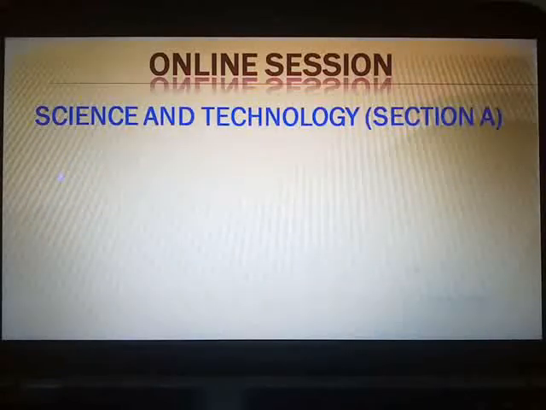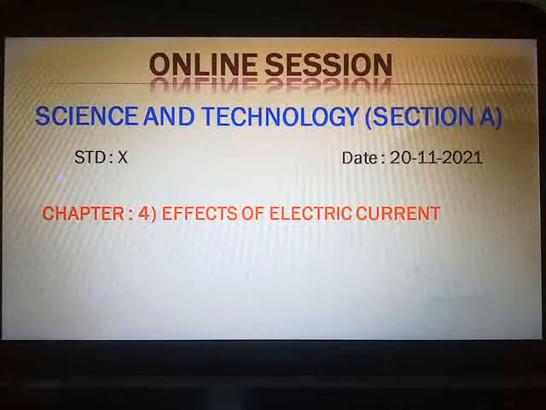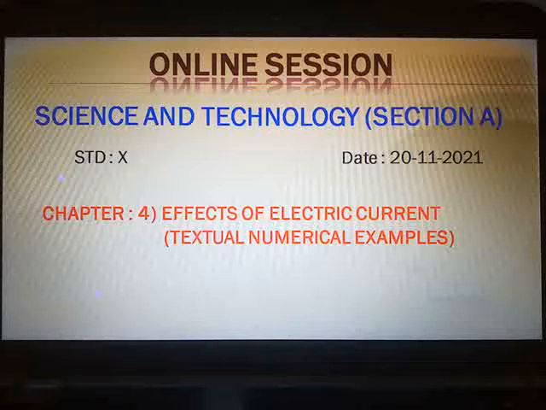In our previous session, before the short Diwali vacation, we completed the discussion of the textual exercise and the additional questions for chapter number 4, Effects of Electric Current. Today we will complete the remaining textual numericals, and then we will start a new chapter from physics, chapter number 5, Heat. So let us begin with the numerical examples.